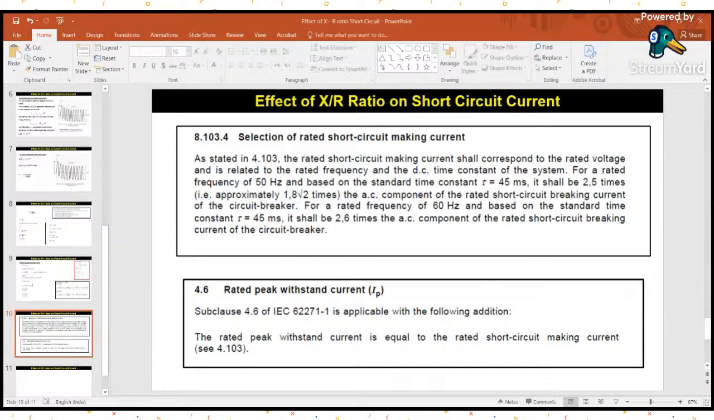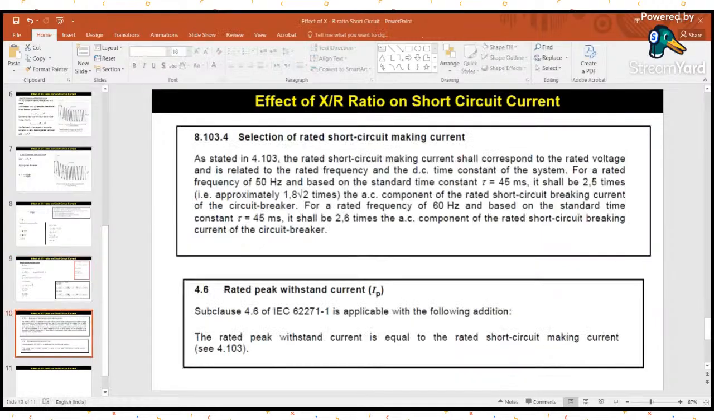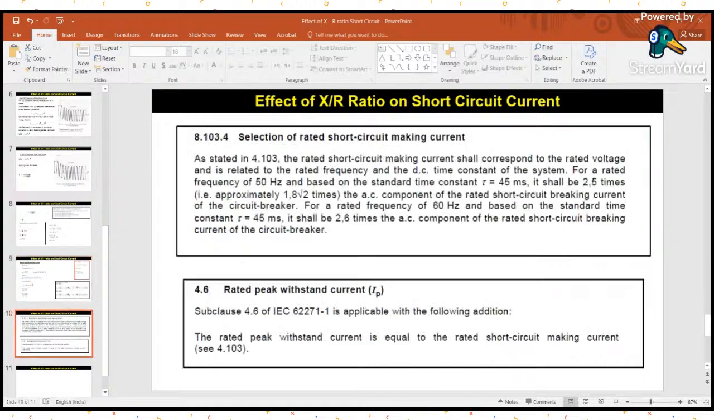What is this 2.5, and why does it come? It is 1.81 root 2, whatever we have, and when we multiply it, it becomes 2.55. So that means our peak value, the rated peak withstand current, is equal to the rated short circuit making current.